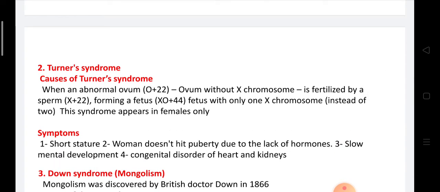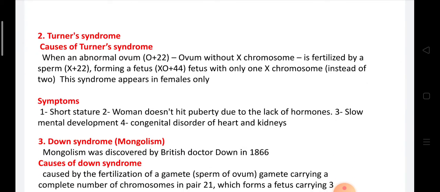Another type of genetic disease is called Turner's syndrome. Turner's syndrome is caused by an abnormal ovum that is fertilized with a normal sperm. A 22 plus X sperm fertilizes an abnormal ovum 22 plus 0. Plus 0 means this ovum doesn't contain any sex chromosome, and it will lead to production of a fetus 44 plus X0, and this fetus will be female due to absence of the Y chromosome.